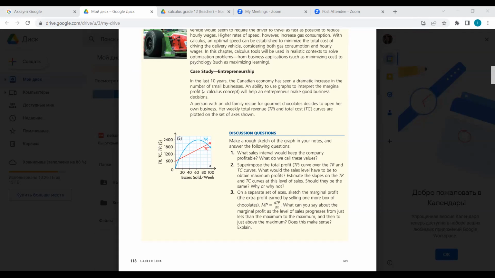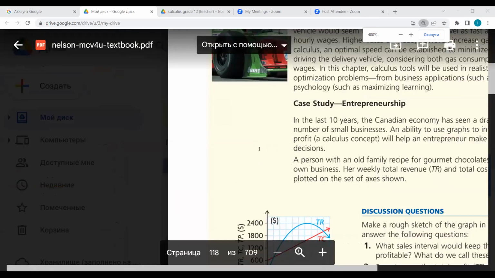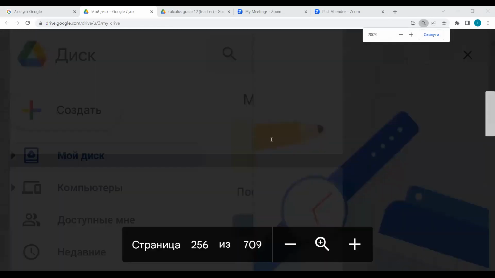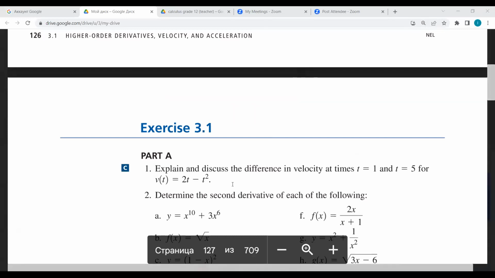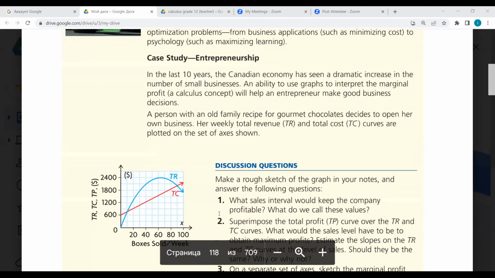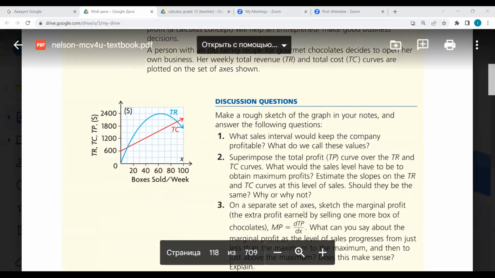A person with an old family recipe for gourmet chocolates decides to open her own business. Her weekly total revenue, TR, and total cost, TC, curves are plotted on the set of axes shown. Let's zoom in. It's jumping through pages here. Oh no. So let's take a look at this graph.